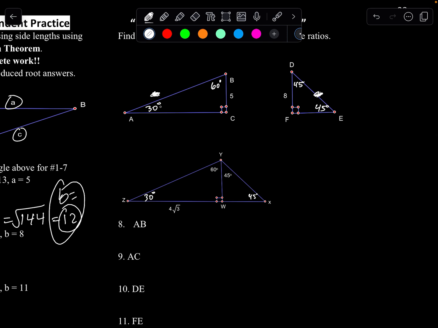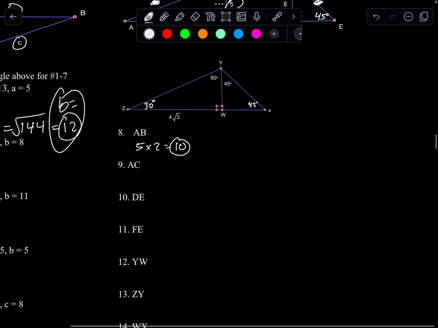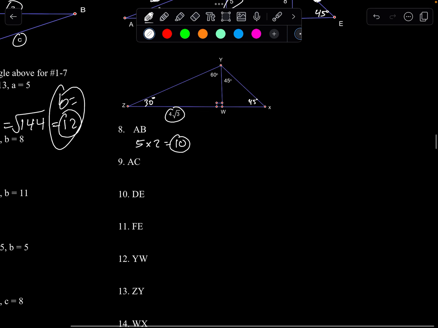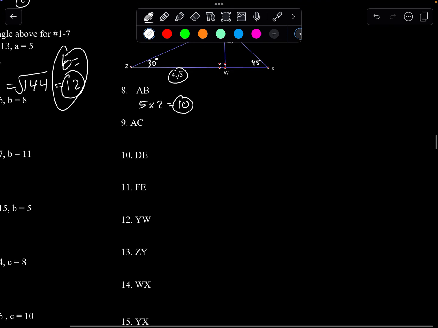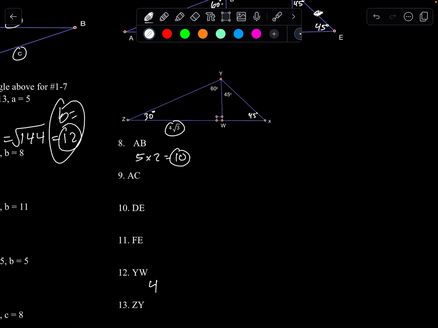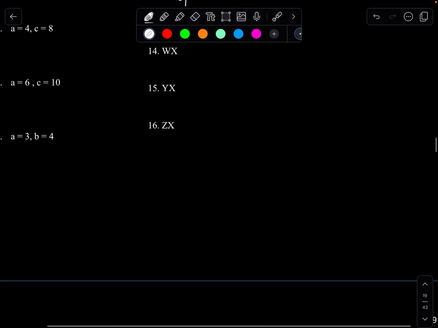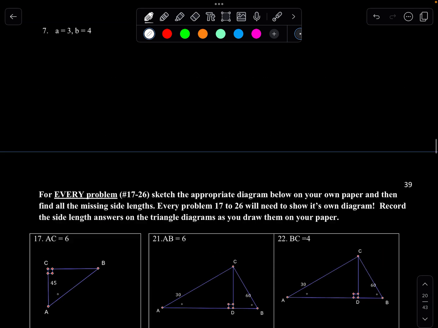Well, what is AB? If the short leg is 5, we really just got to go 5 times 2, and that would be 10. Okay. I'll do another one down here. Let's figure out what YW is. Well, if the long leg is 4 root 3, that means the short leg is just remove the root 3, and that would be 4. Okay. ZY, you should be able to figure that out. ZX. Oh no, those aren't that bad, in my opinion.